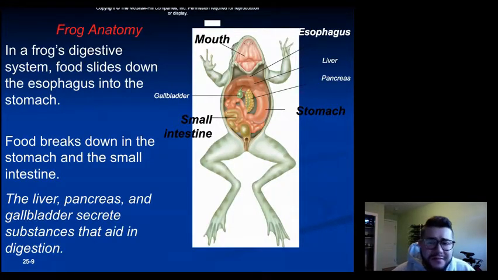The digestive system looks a little bit like yours, where the food breaks down in the stomach. It passes to the small intestine, which you see right here, where most of the absorption happens. And then you have things like the liver, the pancreas, and the gallbladder, which all aid in digestion. The liver makes bile, which helps to break down fats. The pancreas makes enzymes to help break down the food in the small intestine. And the gallbladder holds the extra bile that was made from the liver.